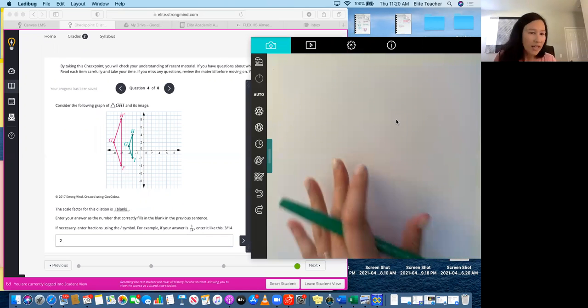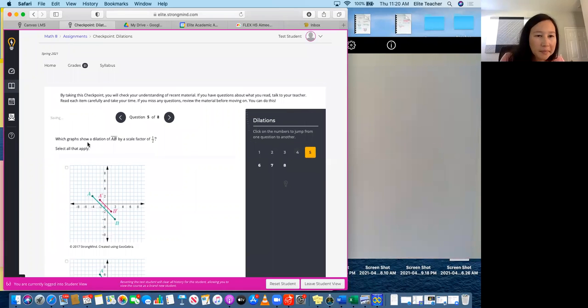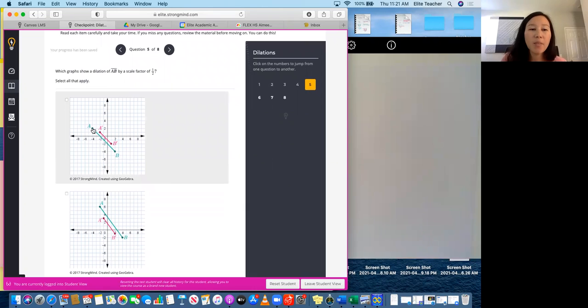Please ask away, ask questions, anything that's not making sense to you, because that's what we're here for. Okay, which graph shows a dilation of line AB by a scale factor of 1/2? You have to look at the points for A and B and figure out which A prime and B prime is half of those points. The X value was multiplied by 1/2 and the Y value was multiplied by 1/2.